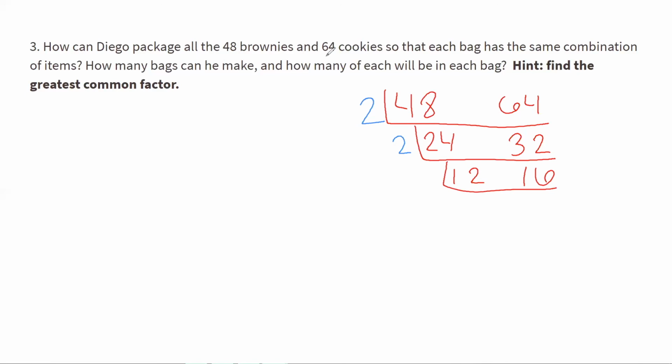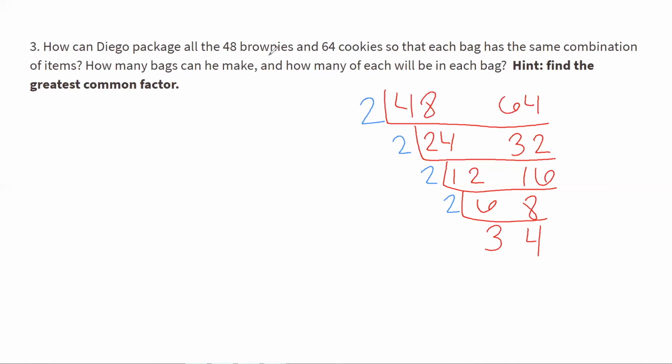12 and 16, again, both even numbers, both divisible by 2. Notice there's a pattern. 2 is very, very helpful. 12 divided by 2 is 6. 16 divided by 2 is 8. Make a new cake layer. And 6 and 8, again, you guessed it, both divisible by 2. 6 divided by 2 is 3. 8 divided by 2 is 4.